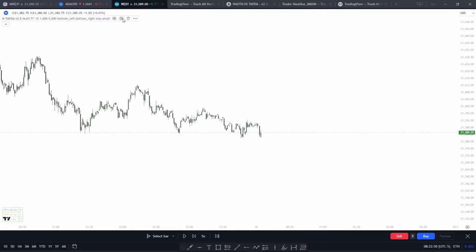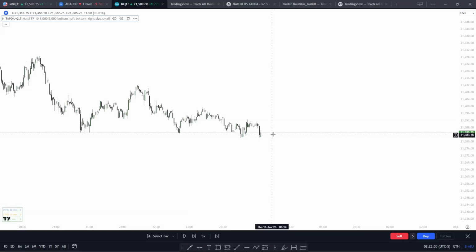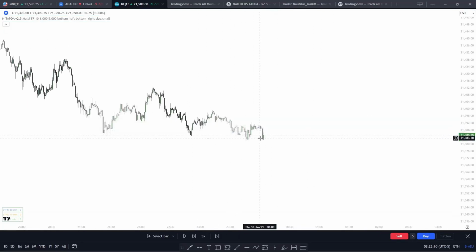If we go over here, this is my indicator. My indicator has two settings. We have a chart time frame only mode and multi-time frame mode. Today we're only going to be talking about the multi-time frame mode. As you can see, price is kind of chopping around, but if you go into the higher time frame, you would see we're looking for buy setups.